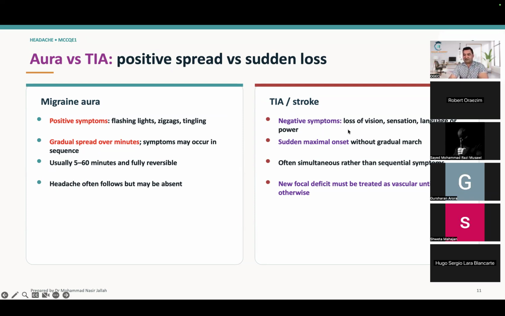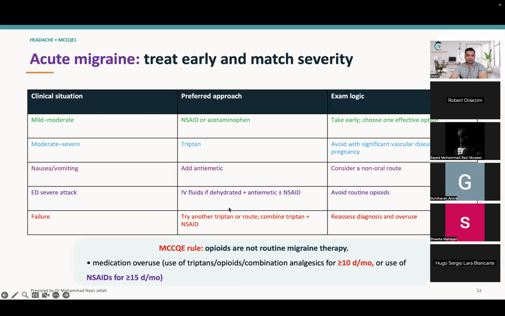So TIA, negative symptoms, you're losing vision. You're losing sensation. See, you're not adding on, you have negative symptoms, you're losing. Language ability, you're losing. Sudden maximal onset with a gradual march, often simultaneous rather than sequential symptoms. New focal deficit, this is another important differential point, must be treated as vascular until proven otherwise.